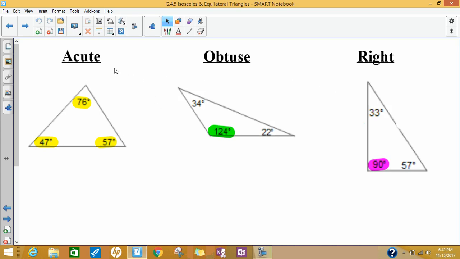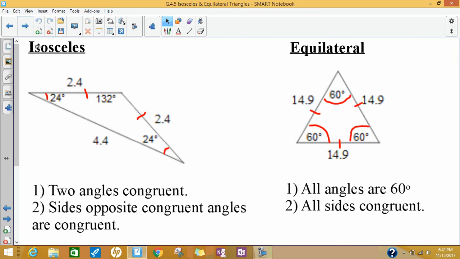I just want to point out that an acute triangle has all its angles less than 90. So you can see all these angles are less than 90 degrees. An obtuse triangle has one angle that's larger than 90, so my 124 degree angle. And of course, a right triangle has one angle that is 90 degrees. The two triangles we want to focus on today, though, are isosceles and equilateral.